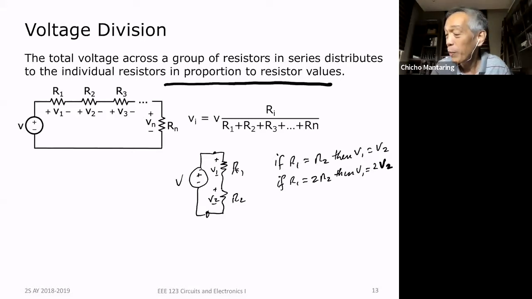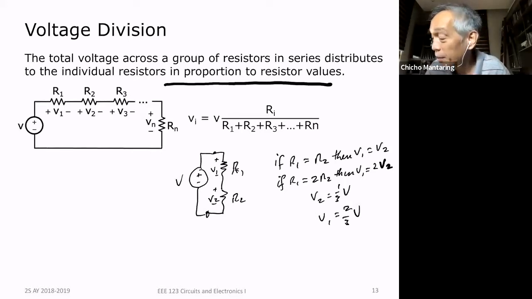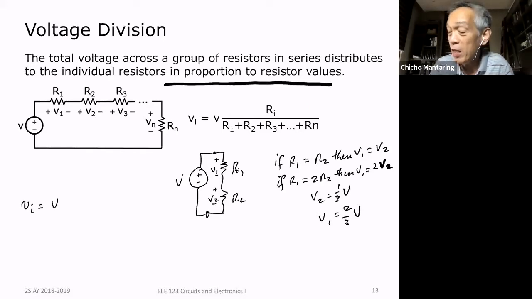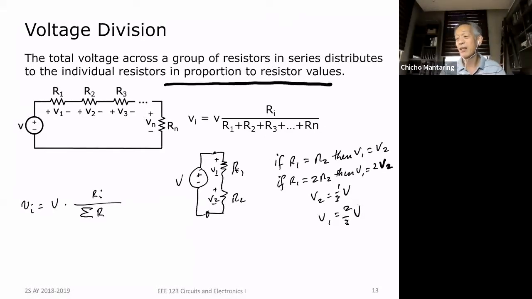And therefore, how would V distribute between R1 and R2? Therefore, V2 will be equal to 1/3 of V, and V1 will be equal to 2/3 of V. Right? So ang mangyayari, itong voltage na to, 1/3 of that will go here, and then 2/3 of that will go here. That will make a total of 3/3, and V1 is equal to twice V2. Anyway, if you try to convert that into a formula, this is the formula you're going to get. V of i is equal to V multiplied by R of i over the sum of all R's. So that is voltage division.